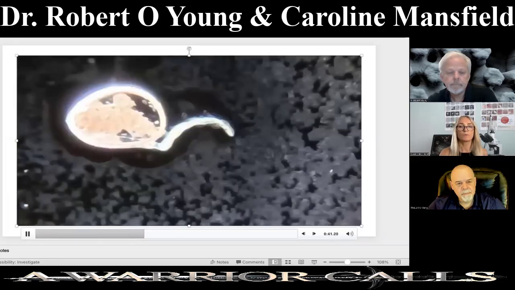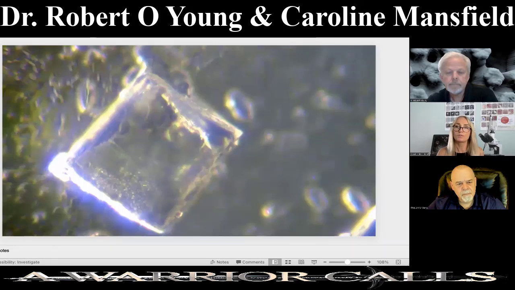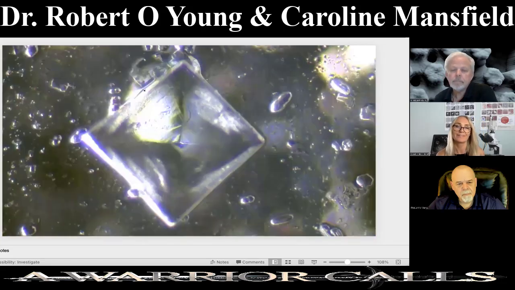Then I just wanted to go on to show also what salt looks like under the microscope. Under Darkfield microscopy, this is a salt crystal. It is square. Some people may look at this and say, oh, this is nanotech, along those lines. But it's actually a salt crystal.